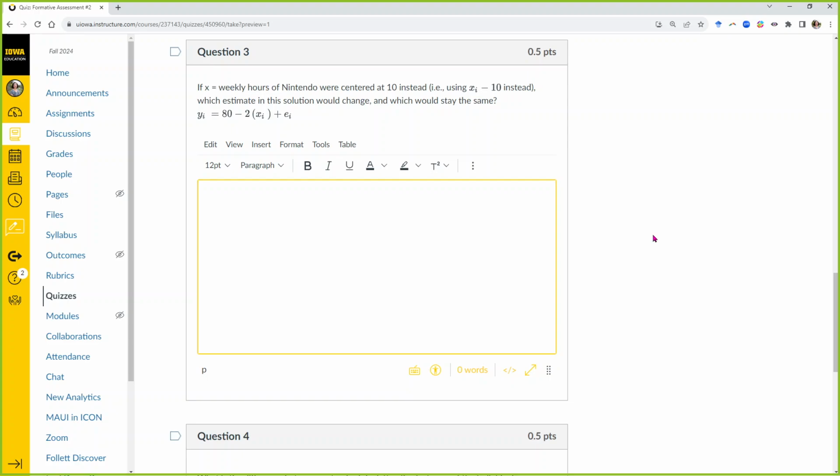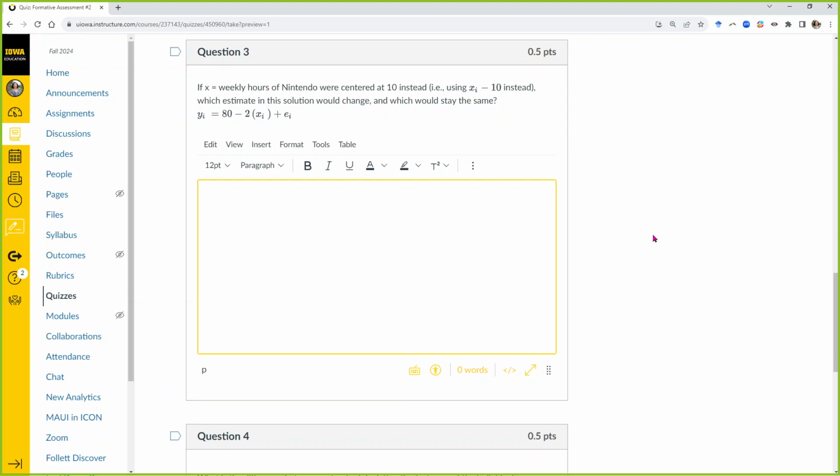For question 3, if X equals weekly hours of Nintendo were centered at 10 instead, which estimate in this solution would change and which would stay the same? So I have a couple questions with this alongside the actual question. So let's start with what would change. What would change about this y sub i equals 80 minus 2 times x sub i?